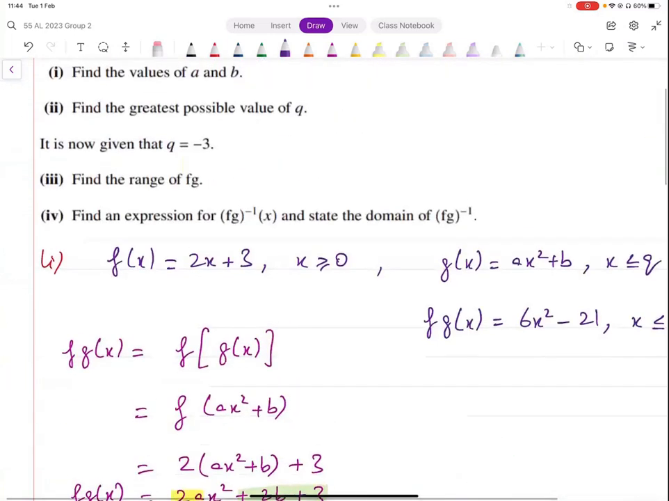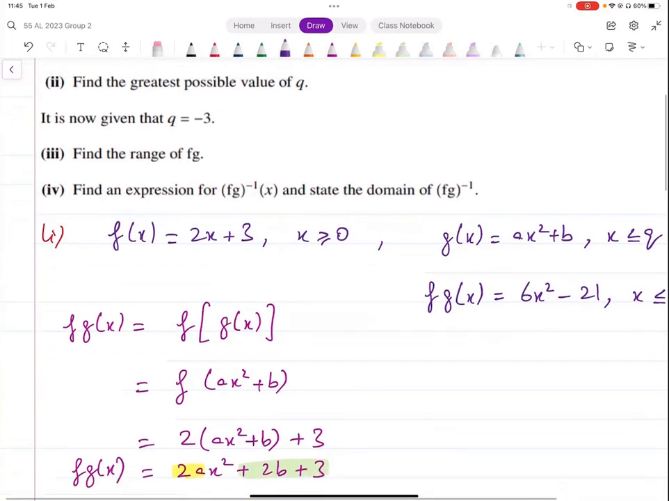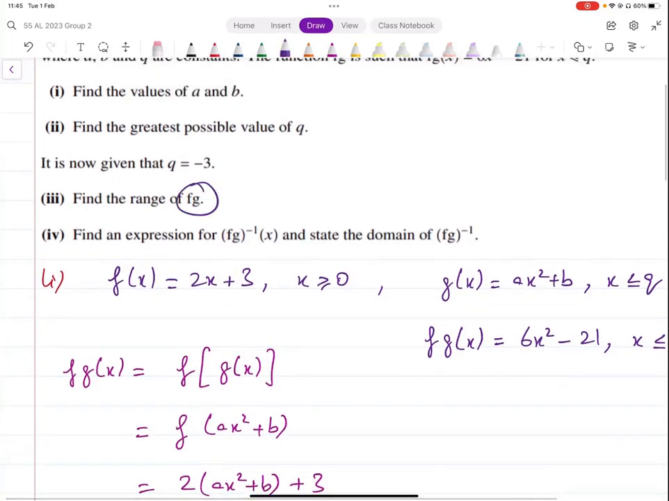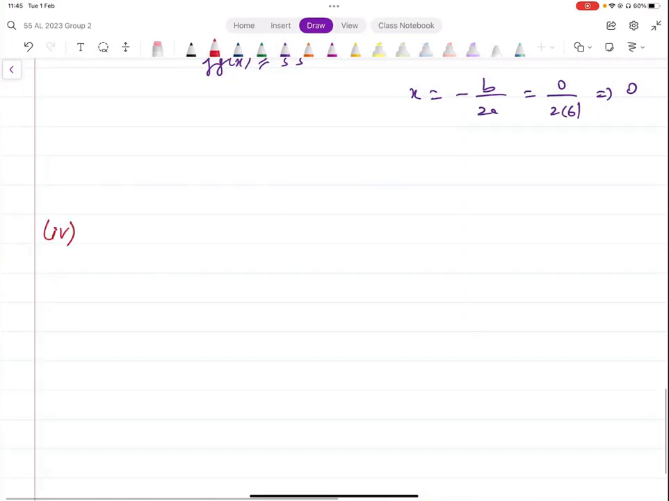This one last part. Find an expression for fg inverse of x and state the domain of fg whole inverse. Now, don't get confused that fg and then its inverse is something very complicated. Basically, you already have the fg function, you have to find its inverse. Okay? You already have the function fg. Let's write that down. The function fg of x is 6x square minus 21 and the domain is x is less than or equal to minus 3. We have to find its inverse.